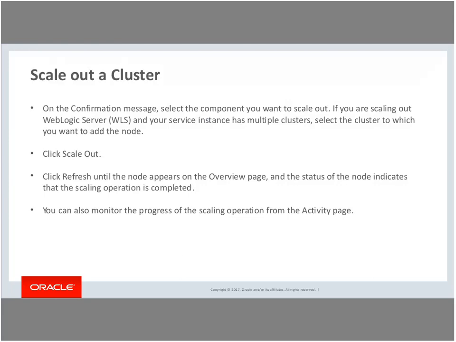On the confirmation page message, select the component you want to scale out. If you are scaling out WebLogic Server and your service instance has multiple clusters, make sure to select which cluster you want to add a node to, and then you can scale out. If you have only one cluster provisioned on the JCS instance, it will not prompt you to choose which cluster to scale out. Otherwise, if you have multiple clusters, it prompts you in another window to choose the cluster that you want to scale out.